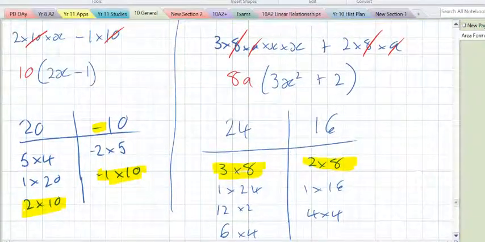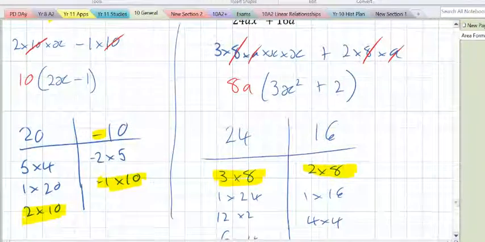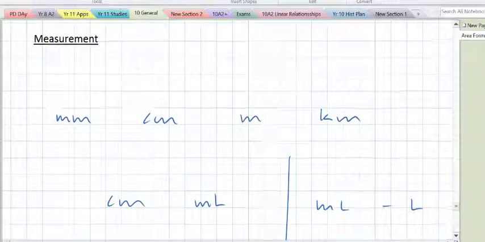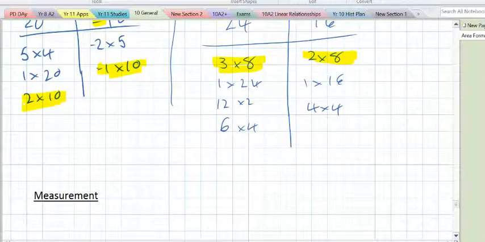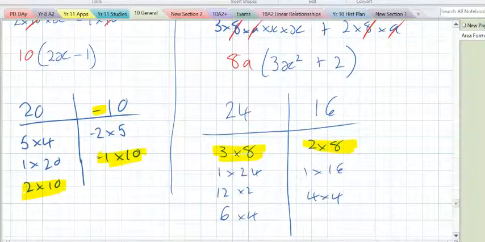Wait. Can you go back up just a little bit? I just need to copy. And then this is the end of the topic. We're on to measurement now. Is it 2x take 1 or 2x plus 1? Take 1. Okay, thank you. Can I just copy this down? Yeah, you can.